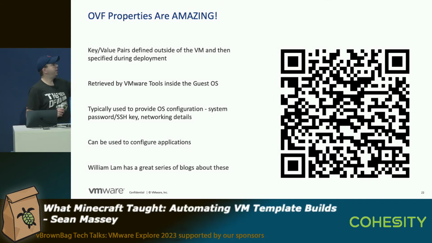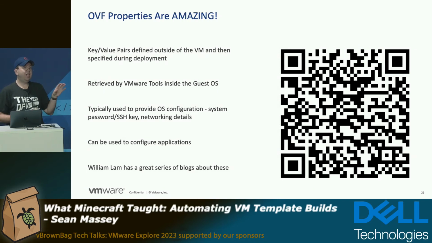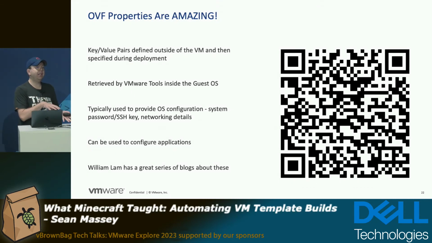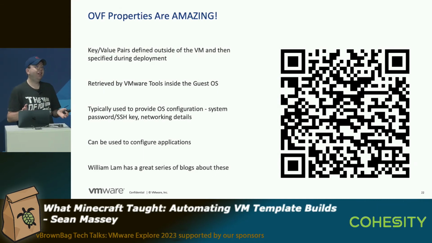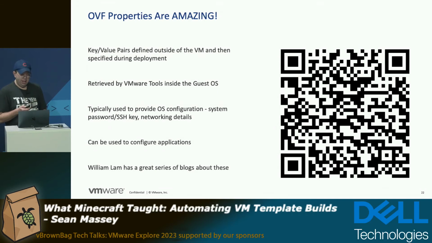So OVF properties are key value pairs that are defined outside of the VM. They're defined during deployment time, but they're accessible inside the VM using VMware Tools. VMware Tools can run a command and retrieve all these values, which you can then process to configure anything in the system, really. Typically, these are used for things like your passwords, right? Your root password, your sysadmin password, your SSH keys, networking details. But they can also be extended to focus on application properties. I'm going to show you an example of that here.